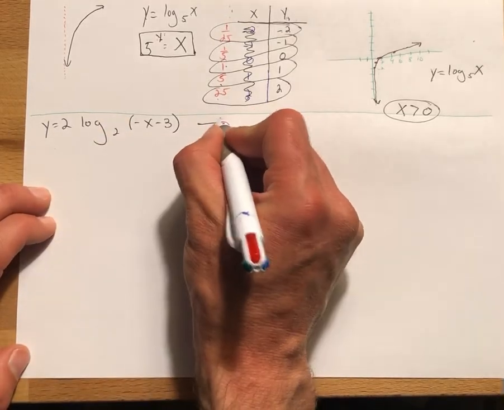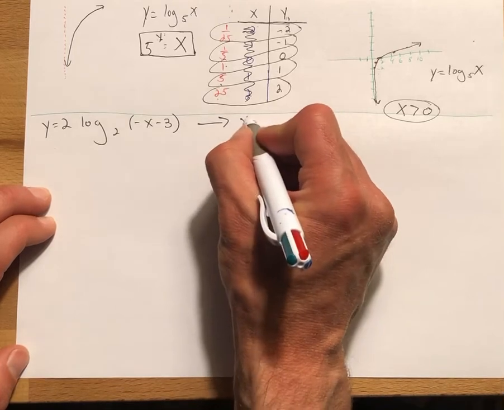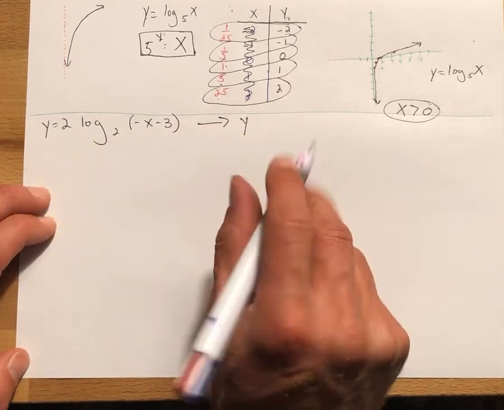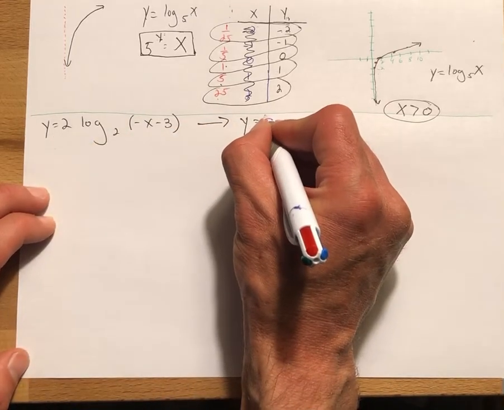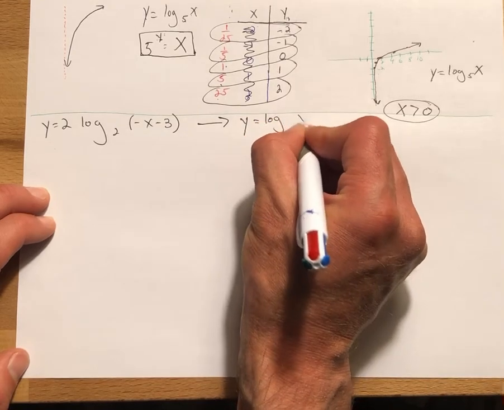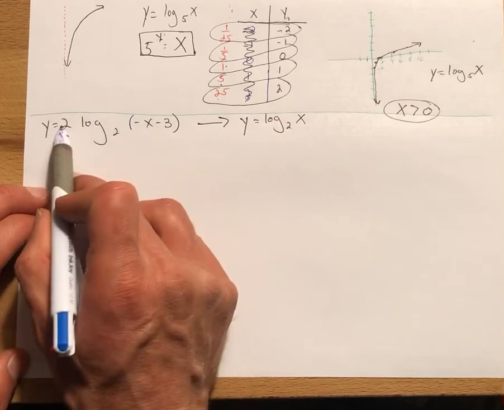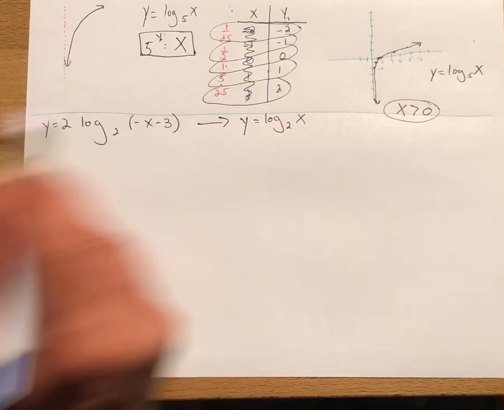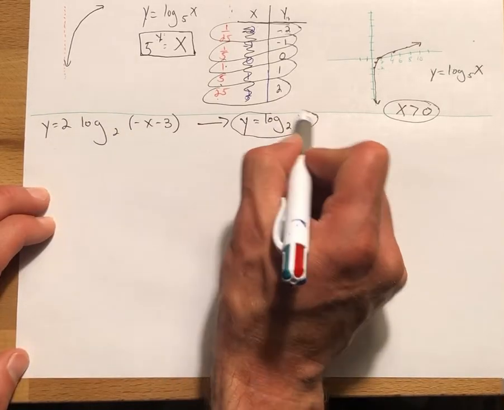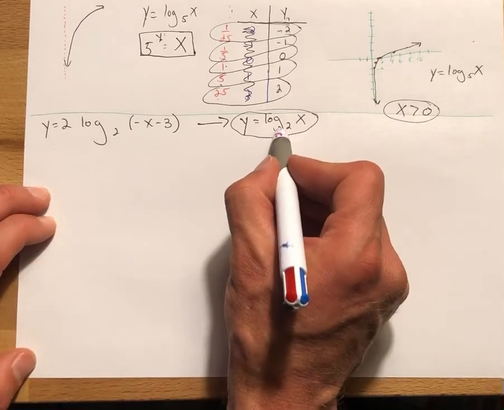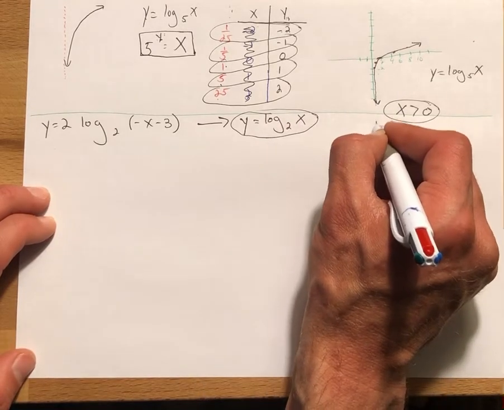Let's get to the basic log before I had any transformations, which was log base 2 of x. Before they took a negative x, negative 3, and put a 2 times all of this. This was the basic log. This is called a parent function. So if you were to graph this parent function, let's go ahead and graph this.